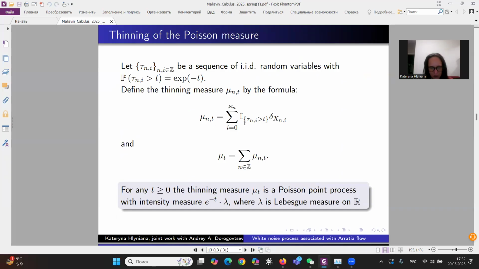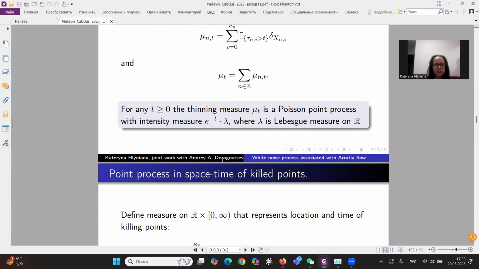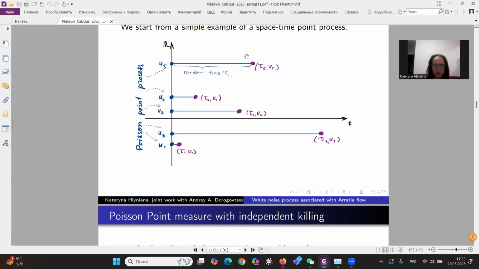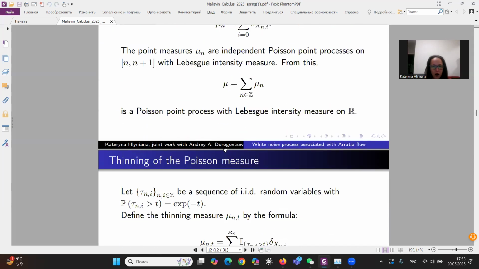So we say that a point will live until t less than this time of death. So in this form, like what I said, mu t represents, just here on this picture, the position, like if you just draw the vertical line, you will see the location of surviving points.